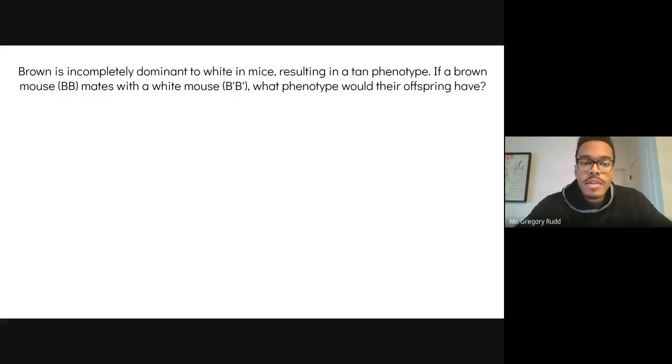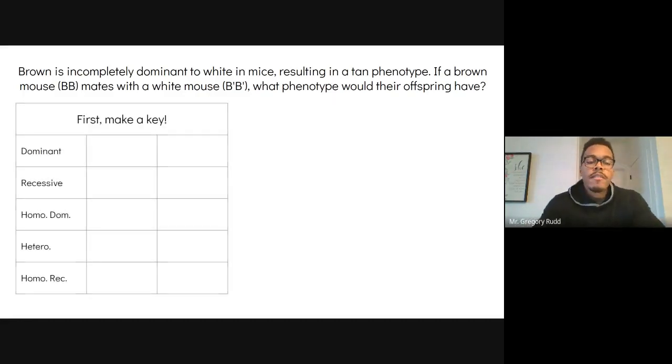If a brown mouse, which has the genotype BB, mates with a white mouse, which has the genotype B prime B prime, what phenotype would their offspring have? All right, so our first step is still to make a key. Our key is going to look exactly the same as it always has. We're looking for the same information.